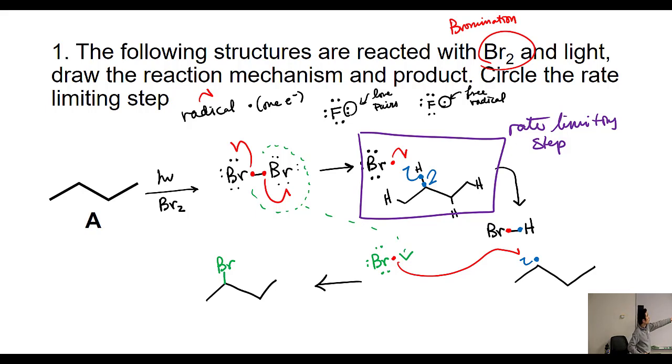It's the one where I pull off the hydrogen. When I pull off the hydrogen, that's my rate limiting step. It takes the most energy to do that.